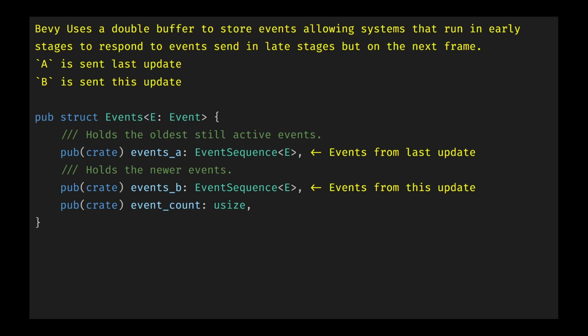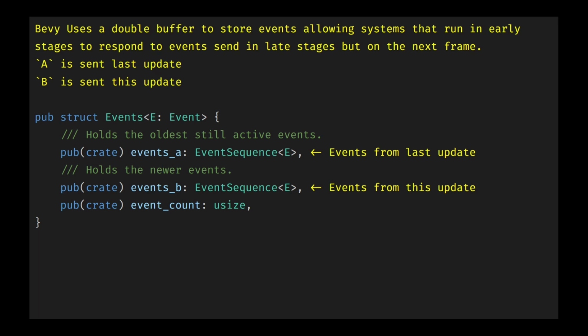There's also a risk that events can be missed entirely if a system doesn't run at least once every other frame. In practice, this isn't a big deal. Most systems run every frame. This does mean that if you want to guarantee that you never miss an event, your system has to run continuously, which adds overhead even if it might not be doing anything useful.